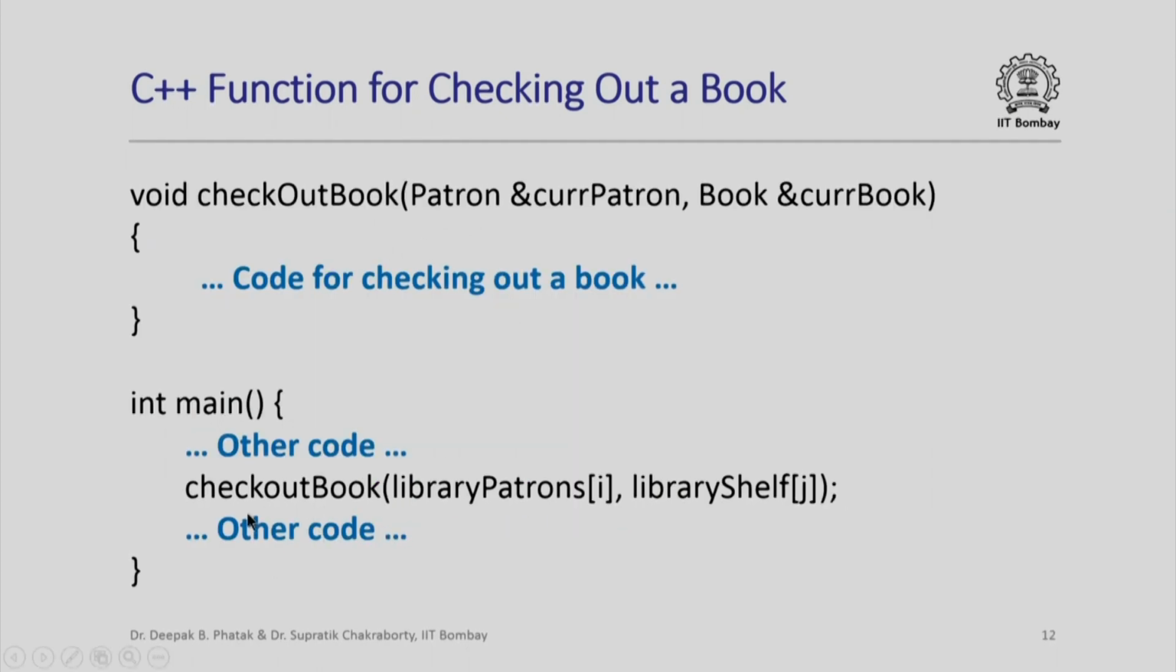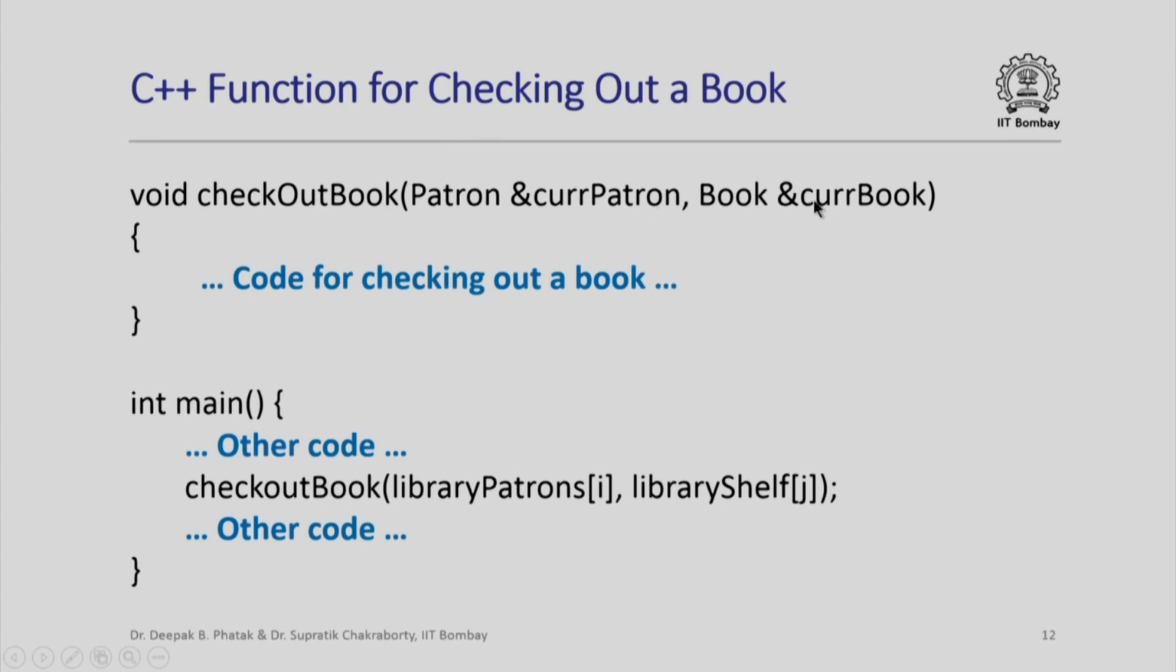This is the main program, and in this I am calling this function checkout book, in which, just as an example, I am passing these 2 parameters, library patrons i, library shelf j. Presumably the code here has figured out the right index i in the array library patrons to figure out who current patron should be, and also the right index j in the array library shelf to figure out what current book should be.